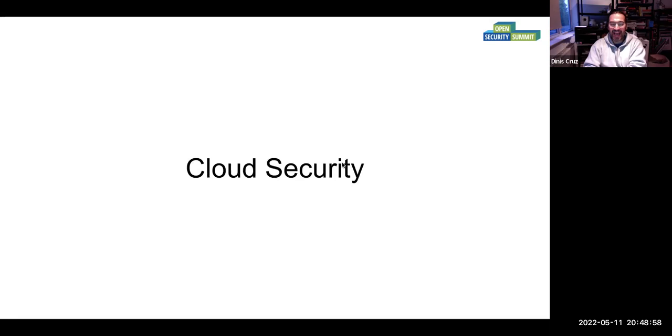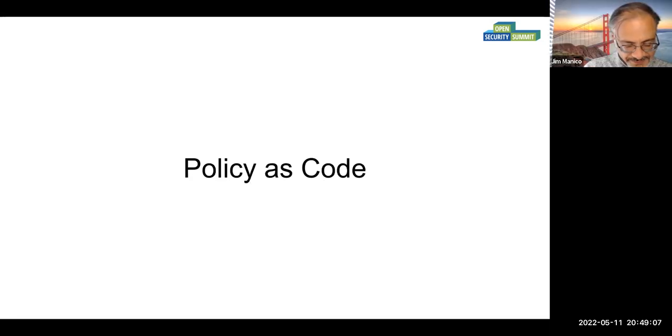Cool. So I had a couple here which we could definitely talk about, but I think this is more interesting. I agree. Policy as code, right?